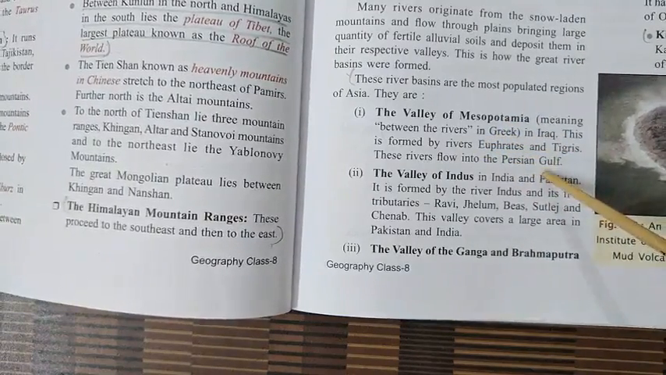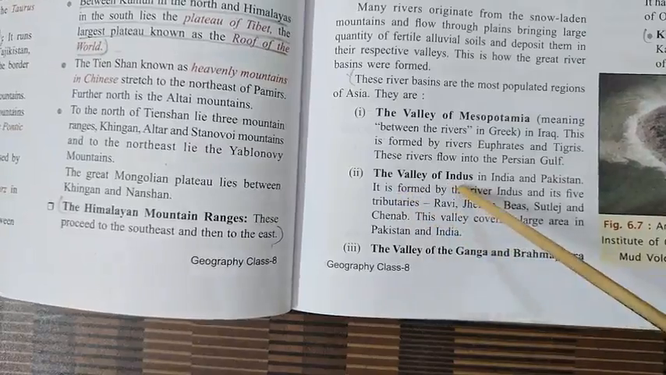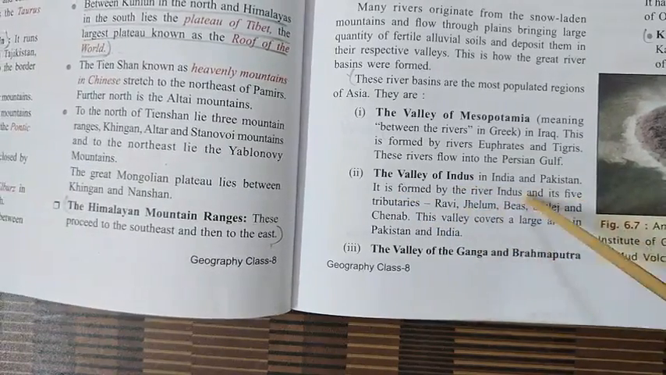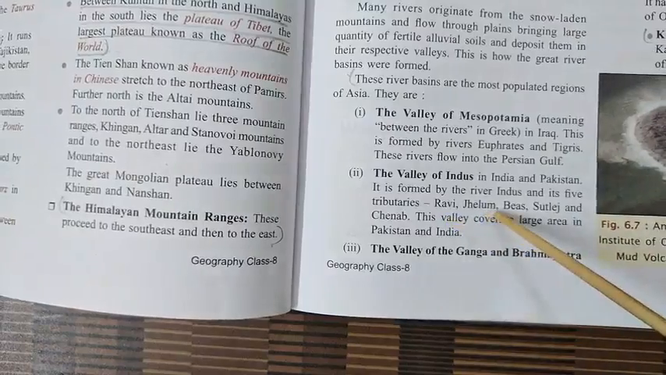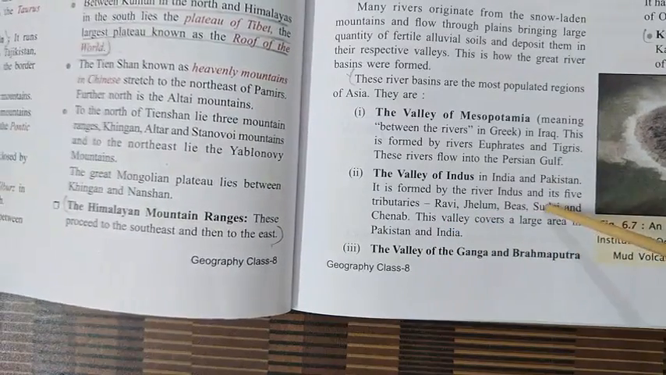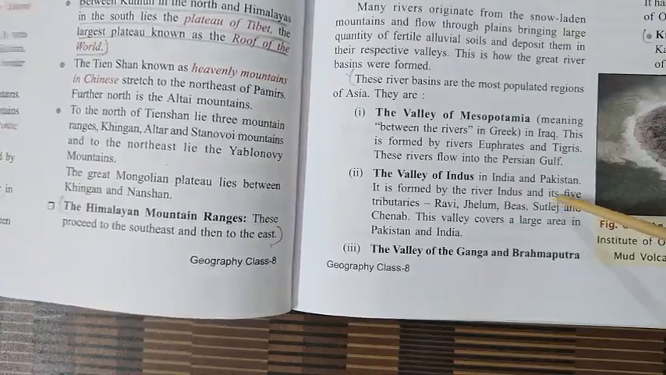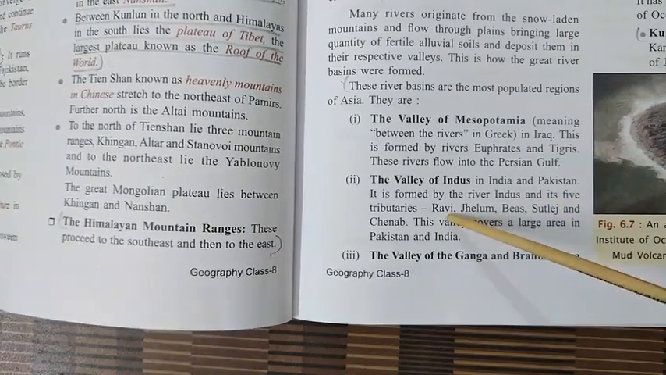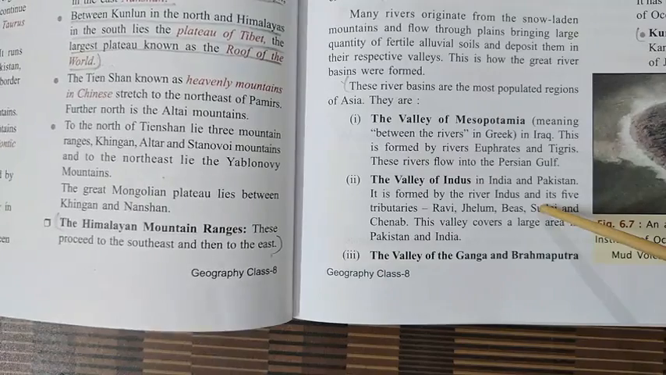The second is the river Indus. You will find it lies in India and Pakistan. That is the river Indus, and the five rivers Ravi, Jhelum, Beas, Satluj, and Chenab. They develop a big plain region in Pakistan and India, the Punjab region. Because of these five rivers, this whole region is also known as Punjab.